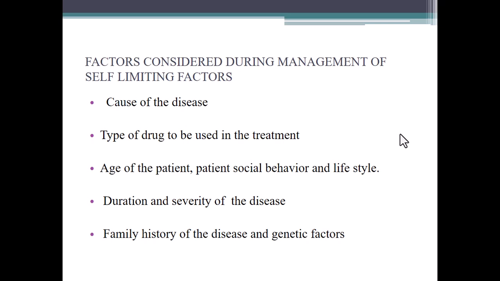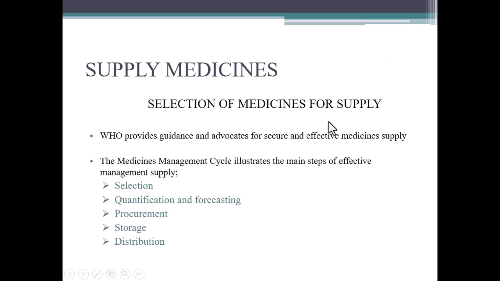How long has this disease presented in your patient? How long has the patient suffered with cough? How long has the patient had flu? How long has the patient been complaining of chest pain? Look at the family history of the disease and genetic factors. You need to look at all these factors before you manage these conditions or simple ailments.